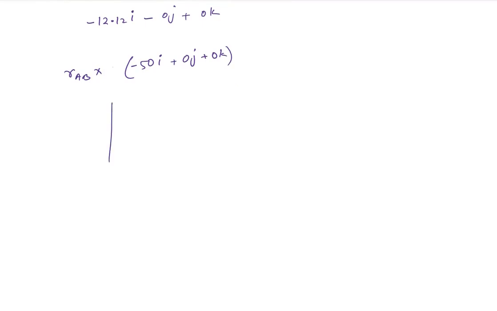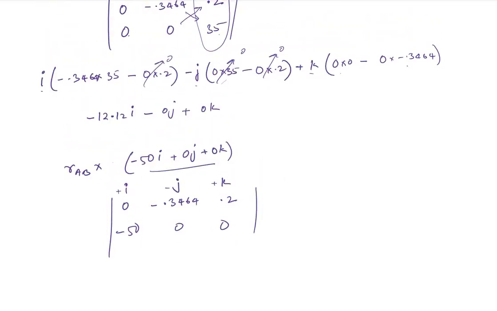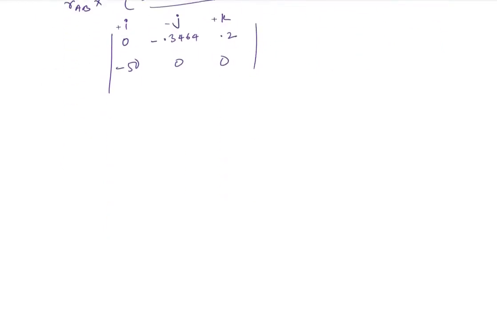All right, so negative 50i, let's multiply this. The position vector remains the same. I'll just copy it from here: 0, negative 0.3464, and 0.2, with i, j, k, and then this time negative 50, 0, 0. And here this is one of our results, so we'll highlight this. We'll come back to this. We'll call it the first moment, and then this would be the second one.